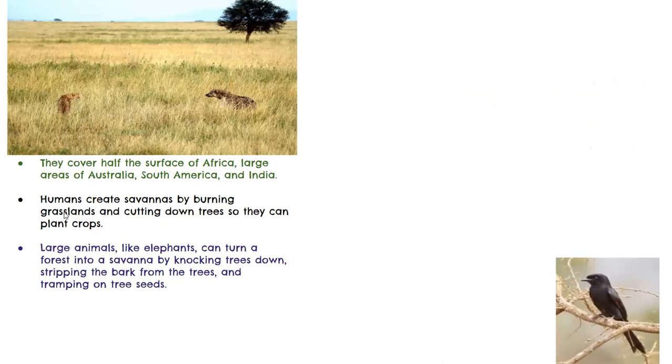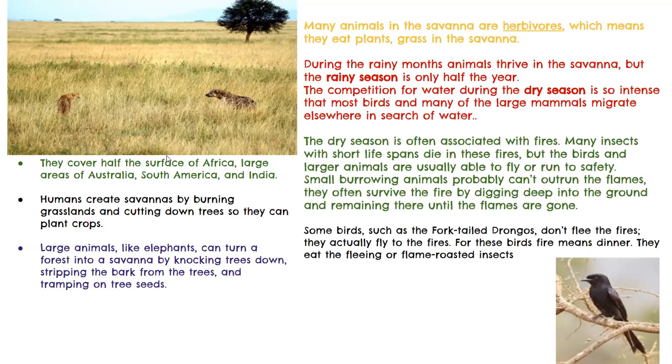Humans create savanna by burning grasslands and cutting down trees so they can plant crops. Large animals like elephants can turn a forest into a savanna by knocking down trees and trampling on seeds. Many animals in the savanna are herbivores, which means they eat plants and grass. During the rainy months, animals thrive in the savanna because there's a lot to eat, but in dry weather, there could be a lot of fires.